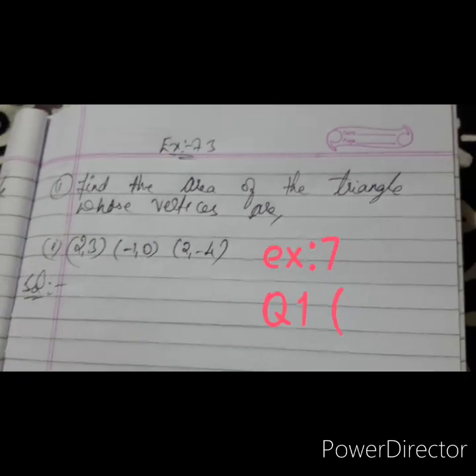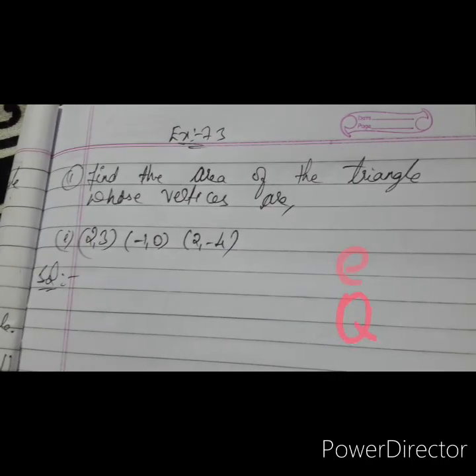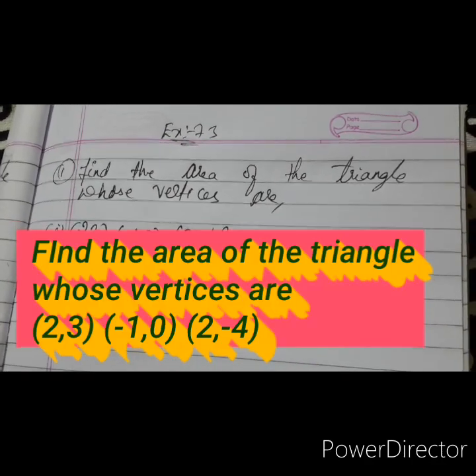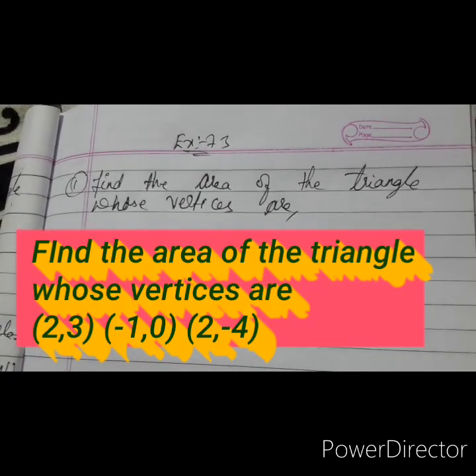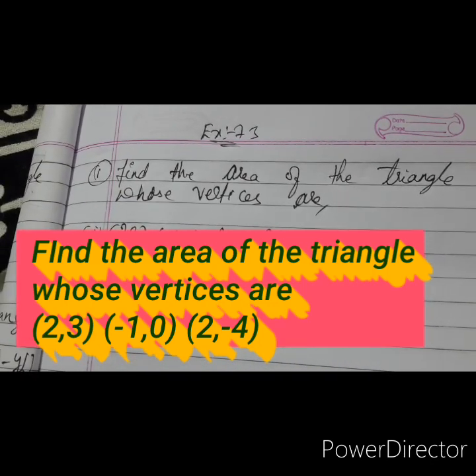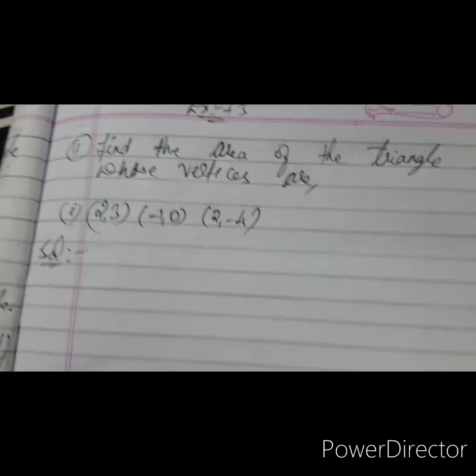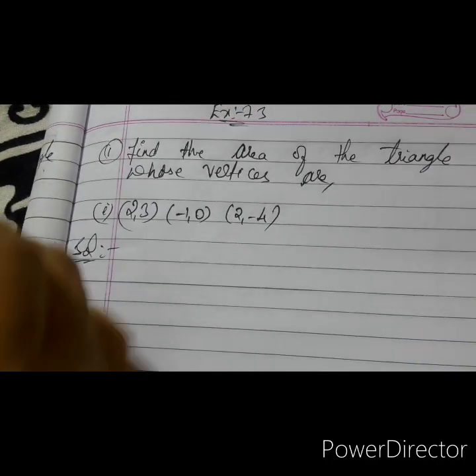Students, we are going to solve today exercise 7.3, first problem. First bit: find the area of the triangle whose vertices are (2, 3), (-1, 0), (2, -4). We have to find this with the help of the area of the triangle formula. As you know the formula, what is the area of the triangle?